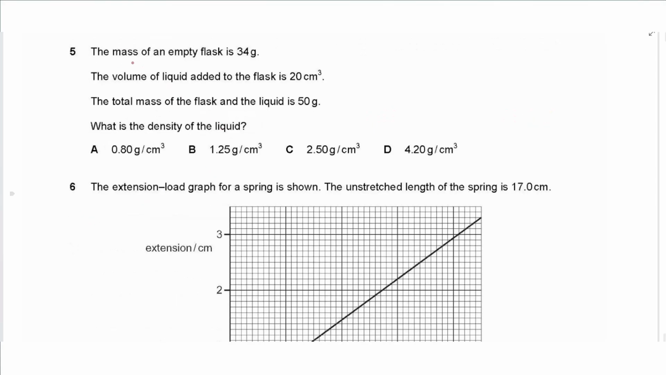Question 5 says the mass of an empty flask is 34 grams. The volume of liquid added to the flask is 20 centimeters cubed. The total mass of the flask and the liquid is 50 grams. What is the density of the liquid? So we need the mass of the liquid by subtracting 50 minus 34, divided by the volume, which is 20 centimeters cubed. We get then an answer of 0.8 grams per centimeter cubed. So the answer is A.